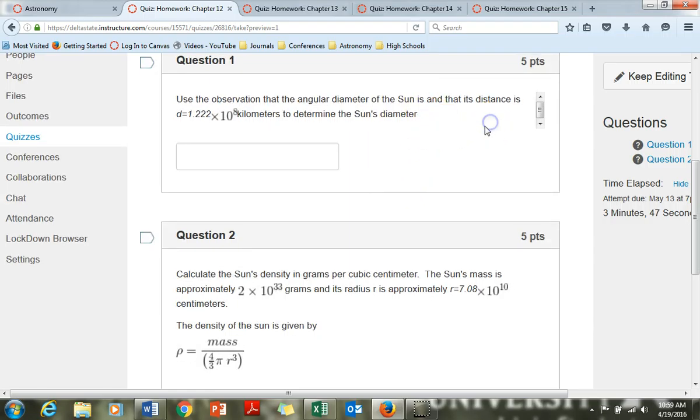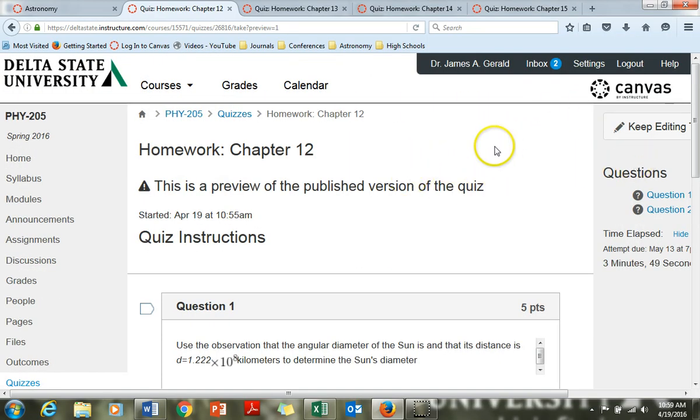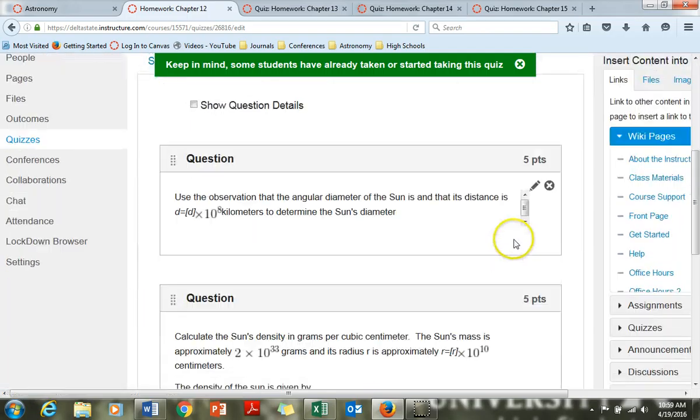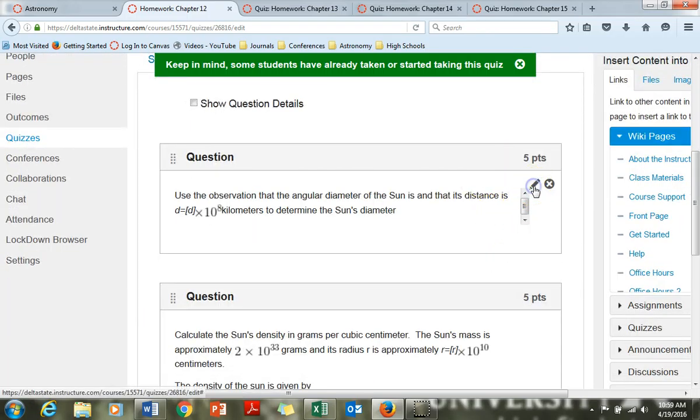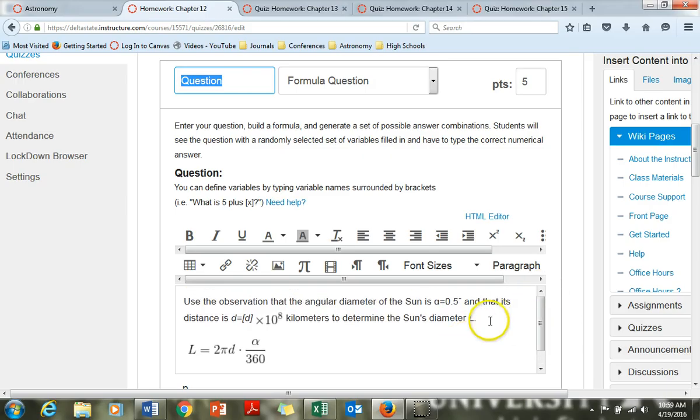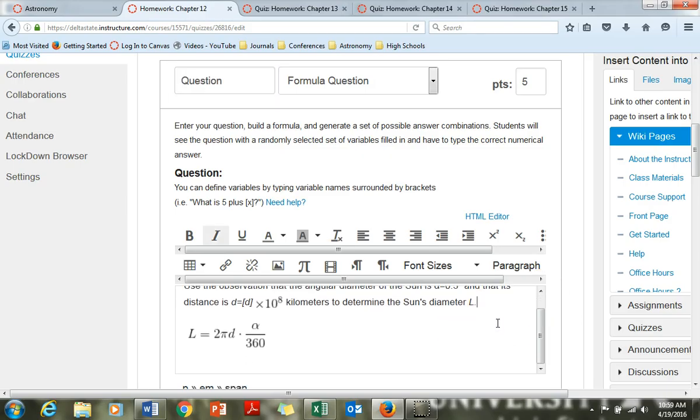All right. Well, what's up with this problem? Okay. This is the formula, right? Here's the formula right here. L is 2 pi d alpha over 360. All right?